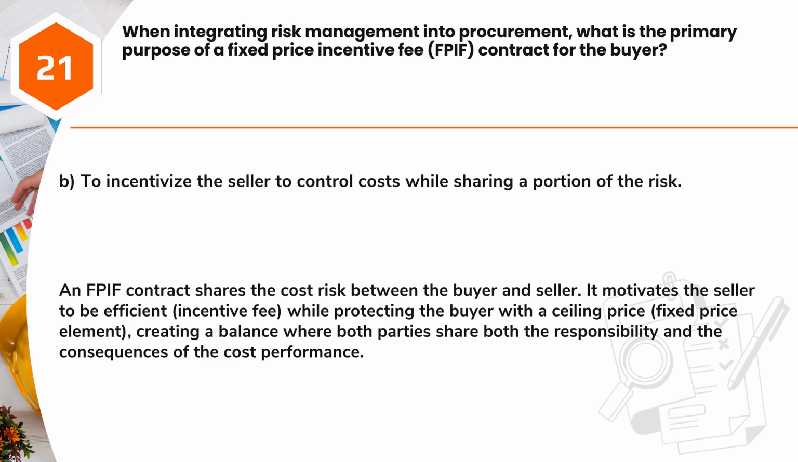Answer B. To incentivize the seller to control costs while sharing a portion of the risk. An FPIF contract shares the cost risk between the buyer and seller. It motivates the seller to be efficient, incentive fee, while protecting the buyer with a ceiling price, fixed price element, creating a balance where both parties share both the responsibility and the consequences of the cost performance.